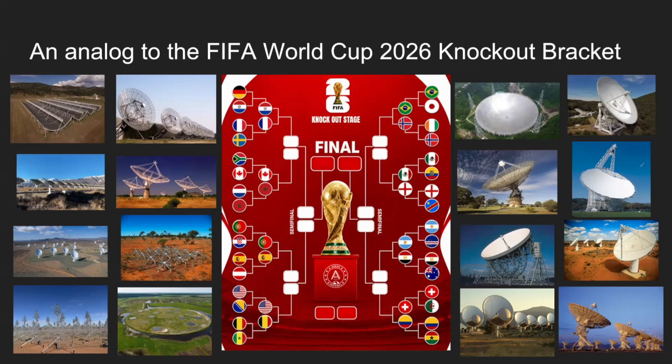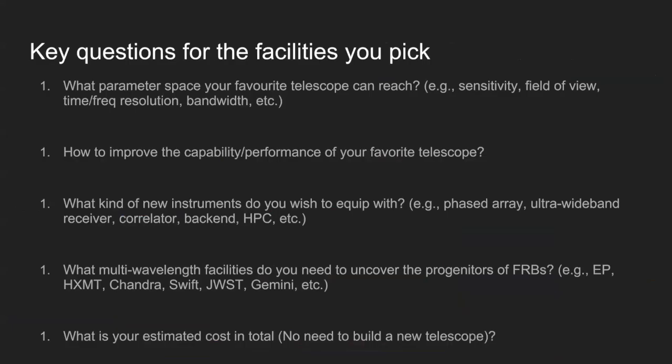Okay, and we never wish this could be a competition. For example, final could be China versus France. That's not our purpose. Right. So let's think about several key questions for the telescope you pick. If you cannot open the QR code, that's fine. Just write a free telescope on the paper, on your desk.